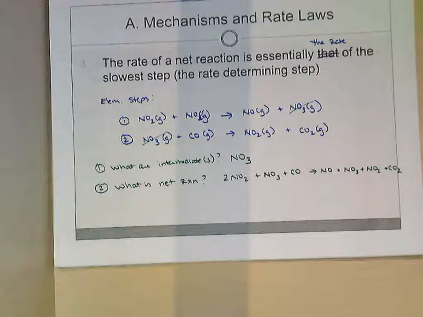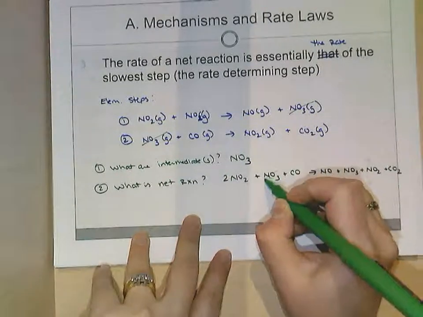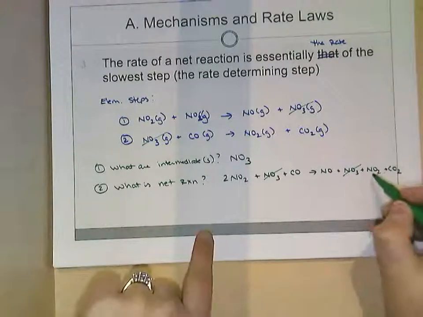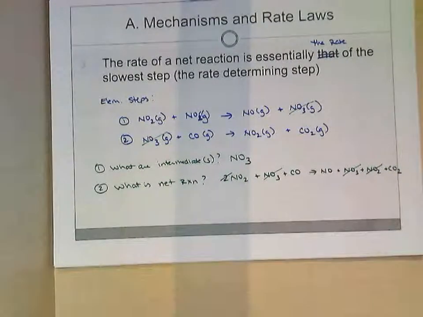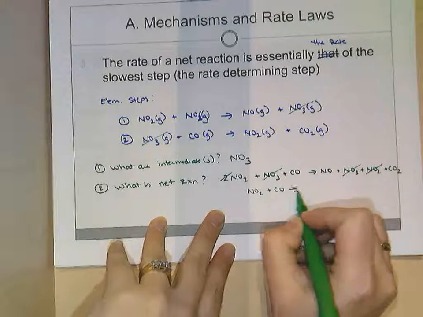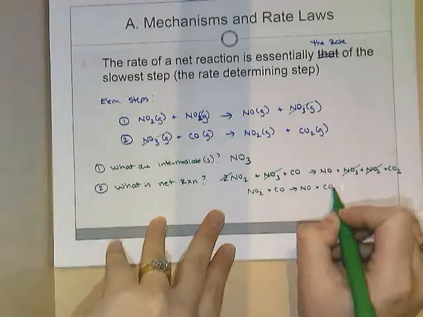All right, how can I simplify that net equation? What would be one thing I could cancel out on both sides? Right, the NO3, because I just said it's an intermediate. Okay, what's another thing I can do to simplify this equation? Right, cancel out one over here and one over there. Can I cancel out anything else? No. Is it still balanced?